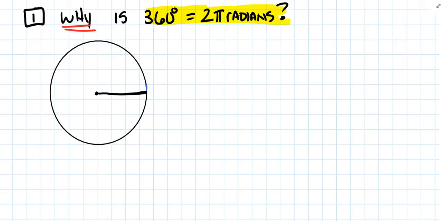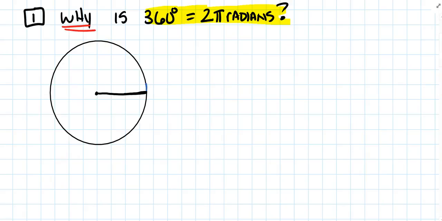Why is it true that 360 degrees is equal to 2 pi radians? Why is this true? This is the answer, and this is the basis for how we convert from radians to degrees, but let's figure out why it is.